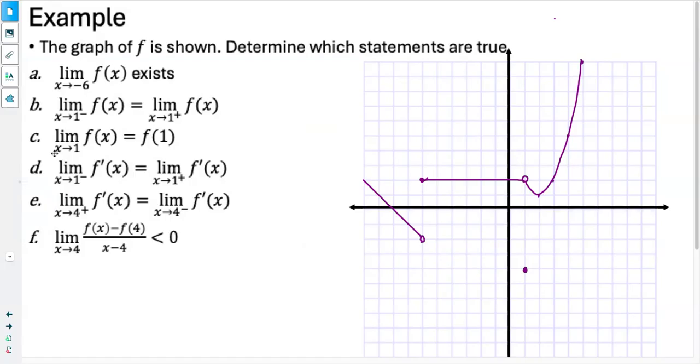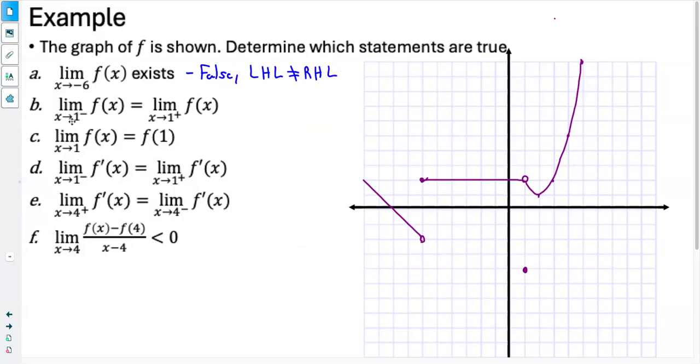So first one is: the limit of f of x as x approaches -6 exists. So we can see as we approach -6 from the negative side, we're down at -2, while as we approach it from the positive side, we're at +2. So we can say this one's false, because our left-hand limit does not equal our right-hand limit.